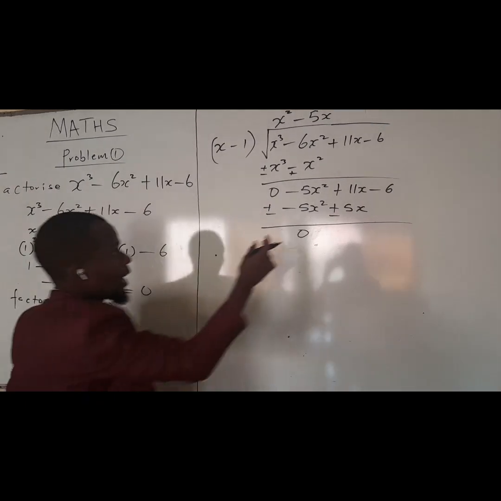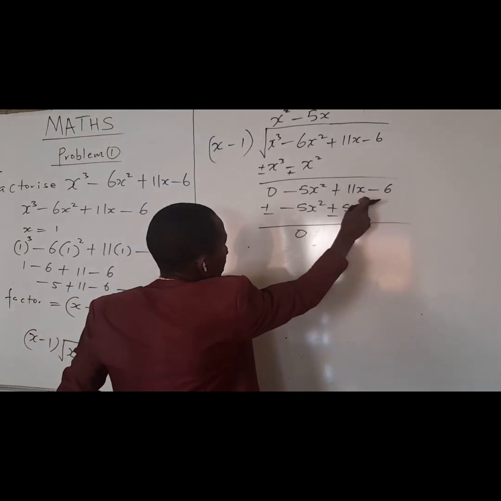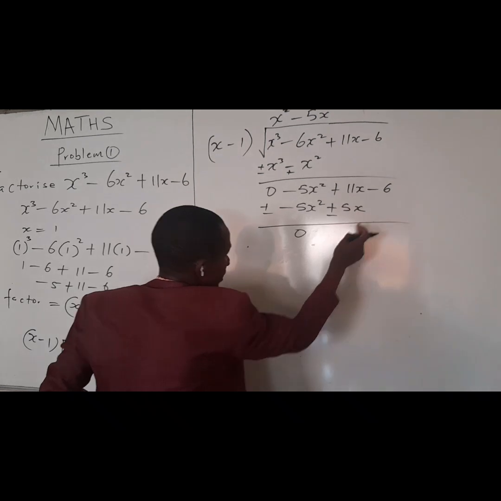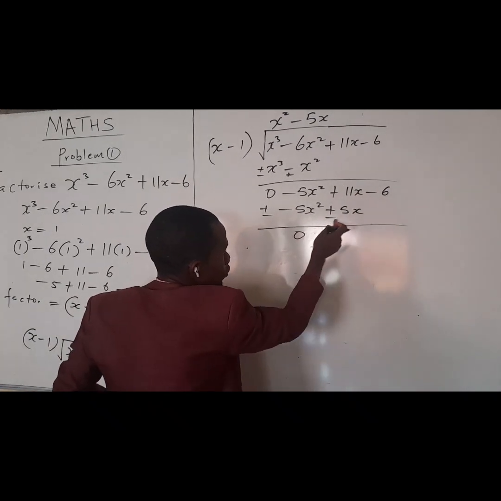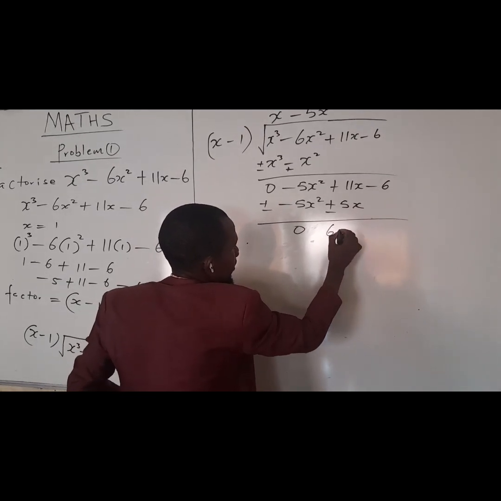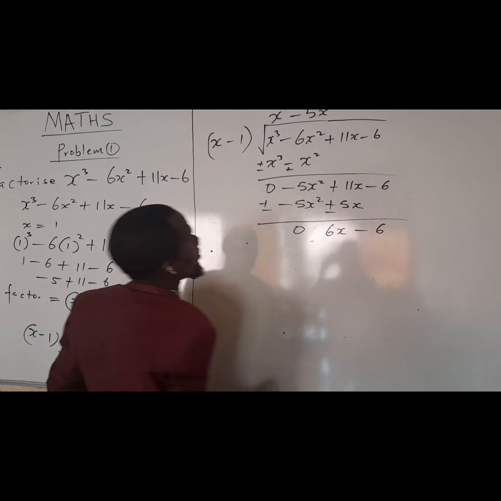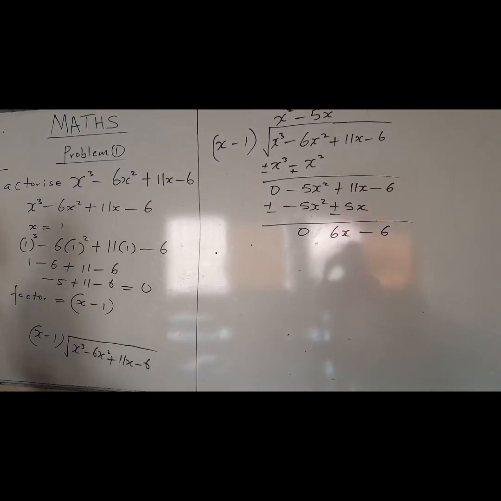So on this now, I have my plus 11x minus 5x. So I have my 11x minus 5x, I'll now have my 6x minus 6. Okay? So I'm almost there.